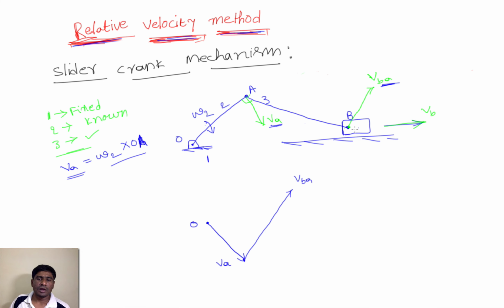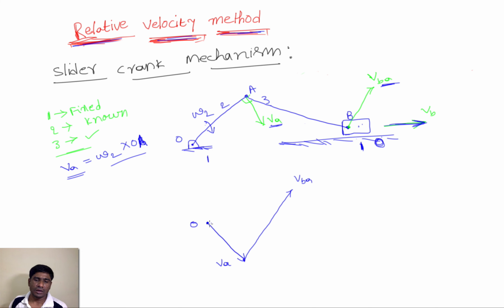And after that, the velocity of B. This slider is also on link 1, so we can consider this point O also. This is link 1 and this is point O. This slider is sliding with respect to ground or link 1, which means it's moving with respect to point O.